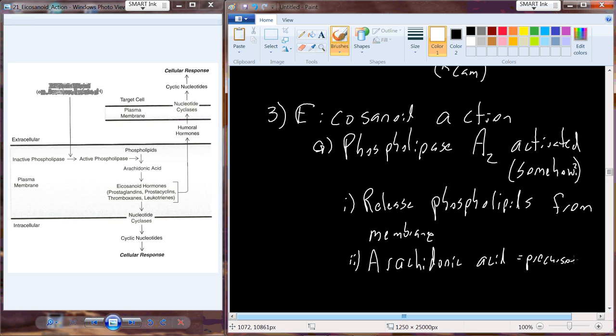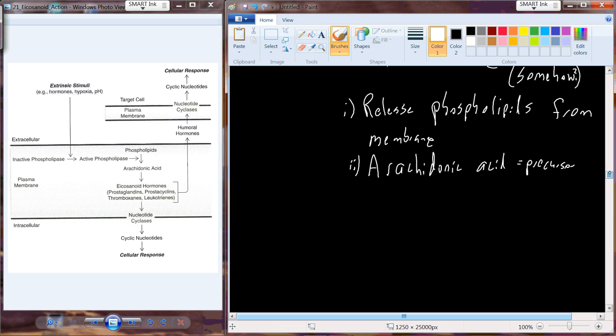Now, in all fairness, we may know more about how phospholipase A2 is activated. It's been a while since I've looked in to see what the updates are there. But clearly, it's going to be activated. This particular lipase, once activated, causes phospholipids to be converted or formed into arachidonic acid, which is our precursor for the eicosanoids. So once we have the arachidonic acid formed, we have the biochemical ability to form other eicosanoids.